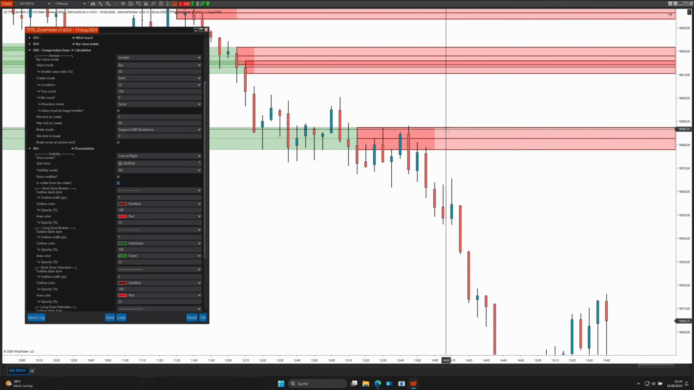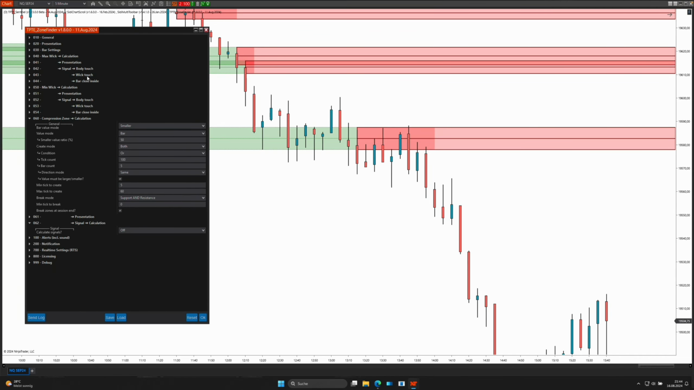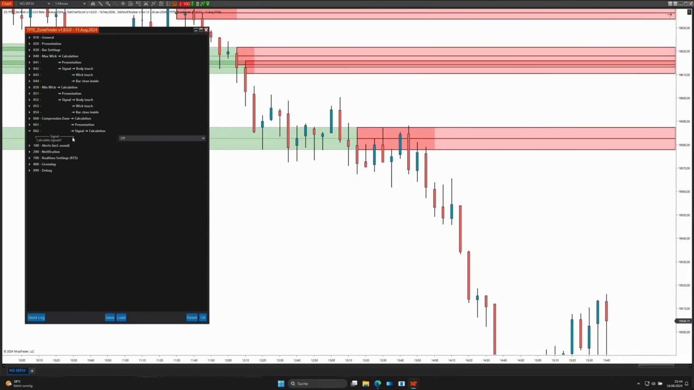You can also see from when the bar was visible or the zone was visible. And again, there are lots of graphical setting options. Then we now close it once. And here we also have the option, in the Pro version, so ZoneFinder Pro, to display the corresponding signals here if we want to.